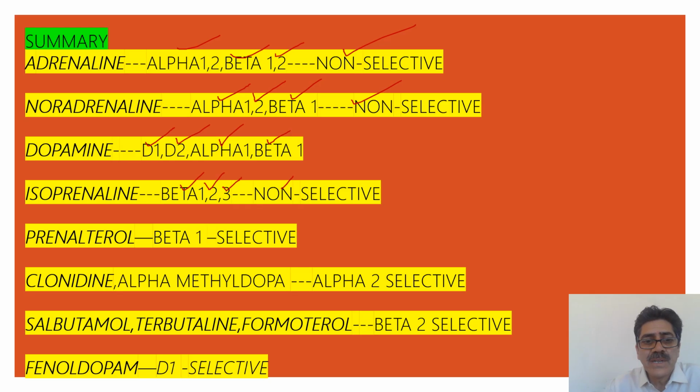Now, prenalterol is completely beta 1 selective, acting on the beta 1 subtype of beta receptors. Similarly, we have clonidine and alpha-methyldopa, which are alpha 2 selective in their action. Now salbutamol, terbutaline, and formoterol have a selective beta 2 action. Fenoldopam is completely dopamine selective, D1 selective.